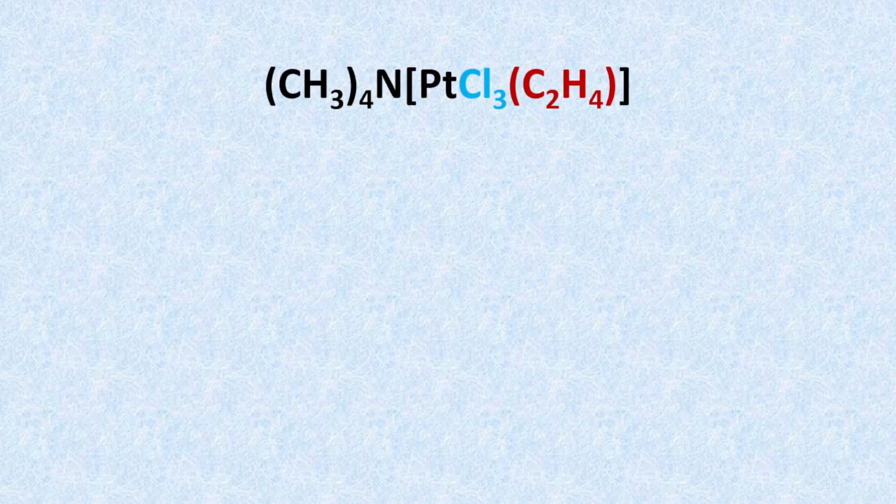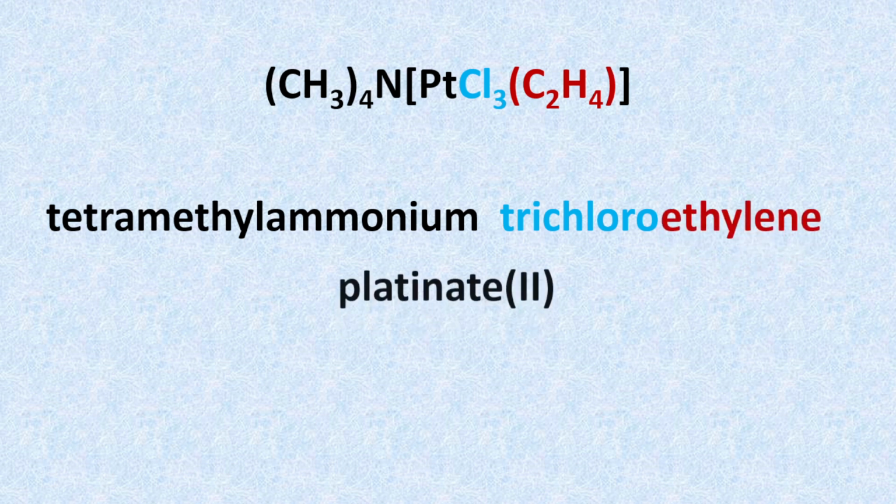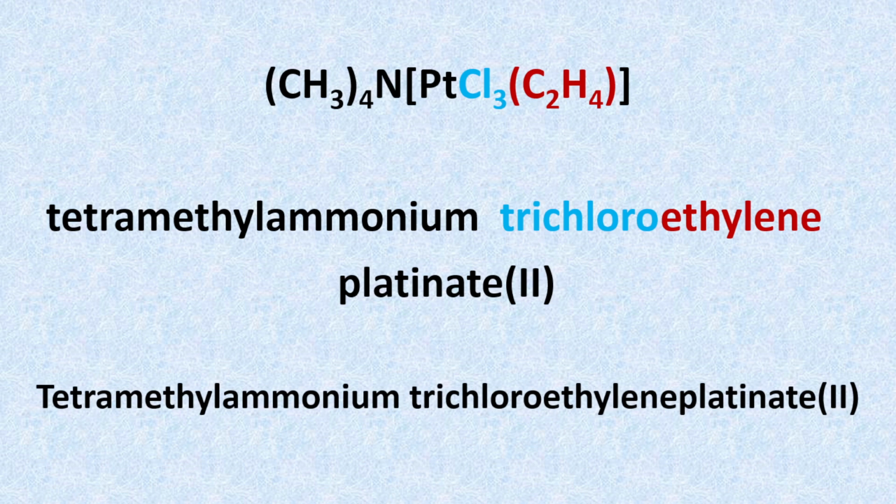In this complex, first we will write the tetramethyl ammonium. Out of 3 negative charges provided by the 3 chloride ions, one is balanced by tetramethyl ammonium. Ethylene is neutral, so platinum carries +2 oxidation state. Also, platinum is a part of an anionic coordination sphere. Its name is written as platinate 2. So overall, tetramethyl ammonium trichloroethylene platinate 2.